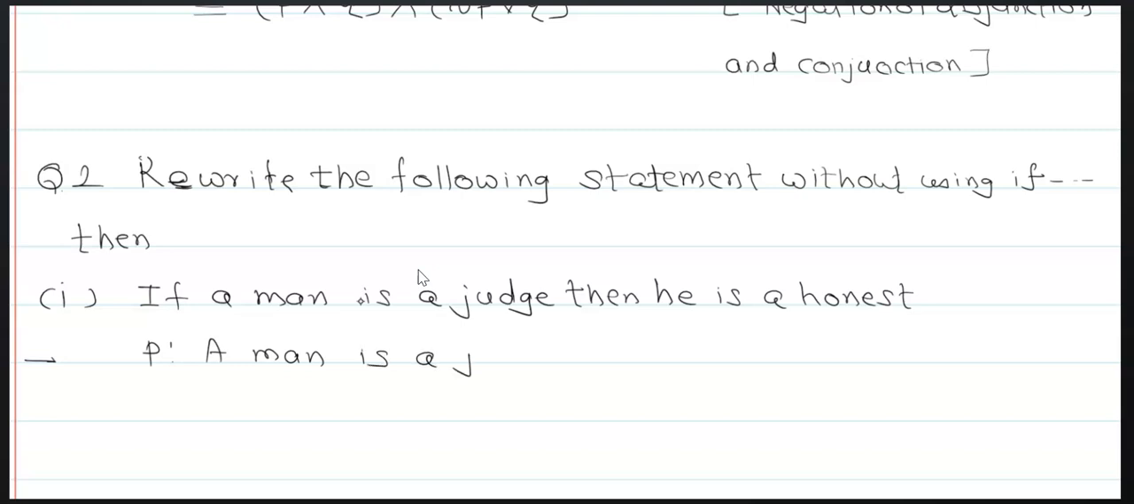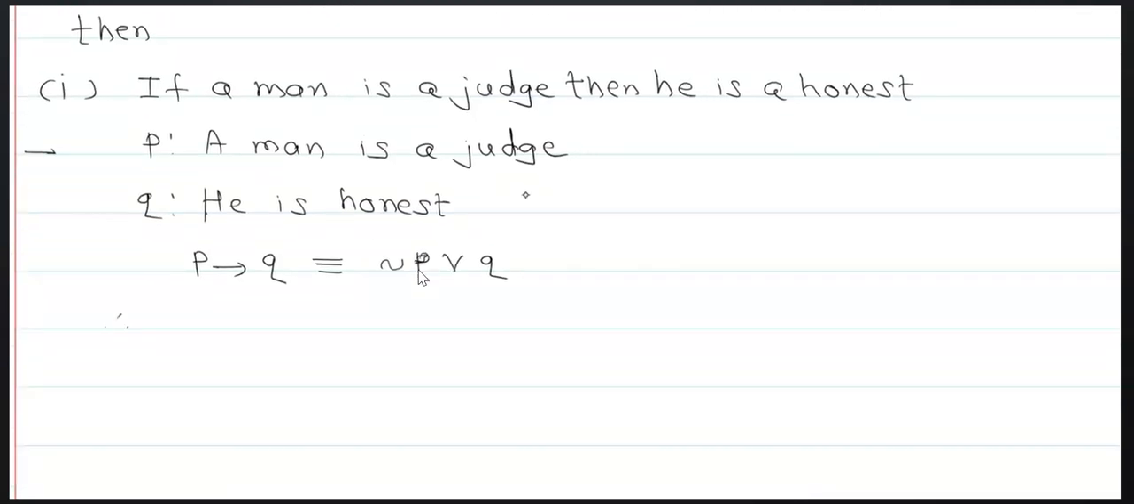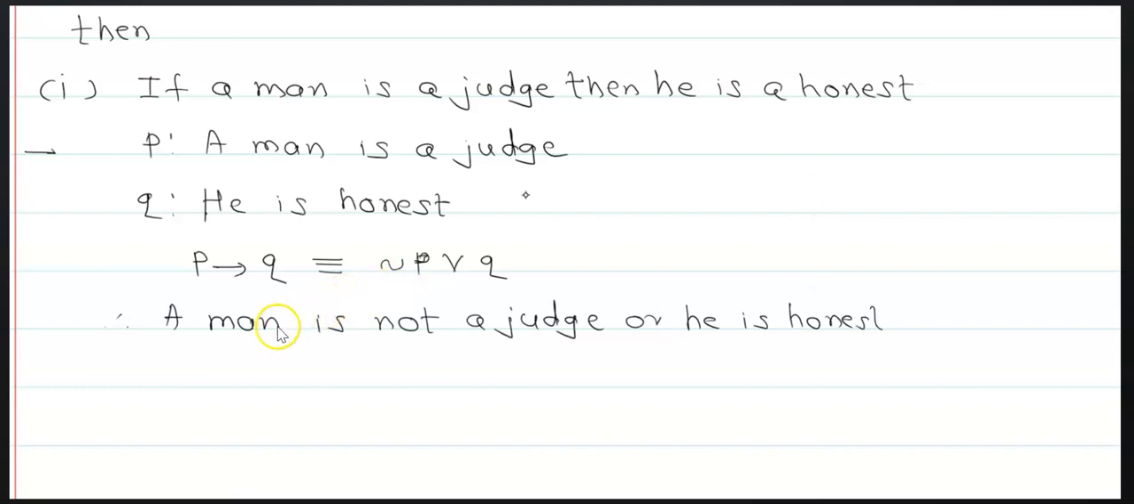First, a man is judge. Second, he is honest. That is P implies Q. That is nothing but the negation of P or Q. P implies Q is equivalent to negation of P or Q. Therefore, we can write man is not judge or he is honest.